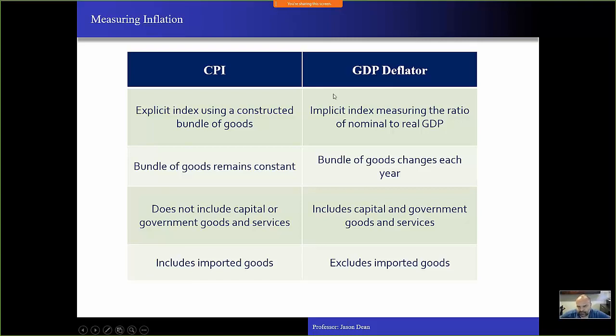But with the GDP deflator, it's more implicit. It's just looking at the ratio of nominal to real GDP. And the bundle of goods can change each year, so that's not really being held constant. And it can include anything that's produced in the economy. So it can include the manufacturing of tractors, for example. That's not going to be in the CPI, but it'll be in the GDP deflator. And of course, it's going to exclude imported goods because GDP is just a measure of production of goods and services within the country's borders. Okay, so it would not include imported goods.